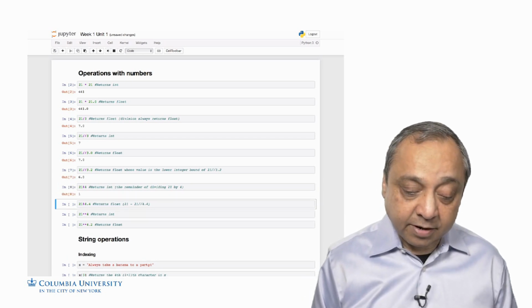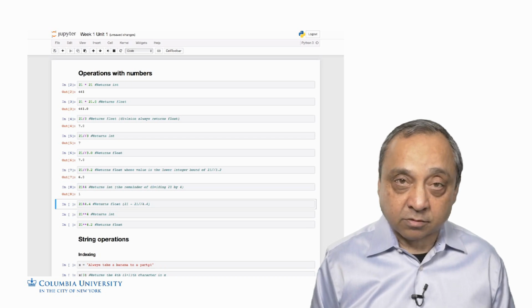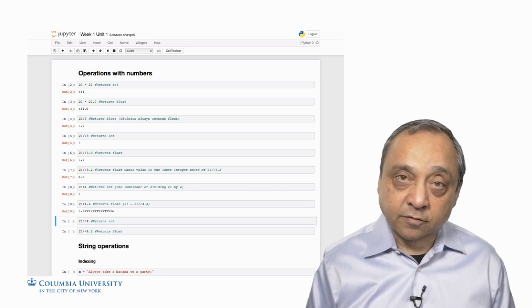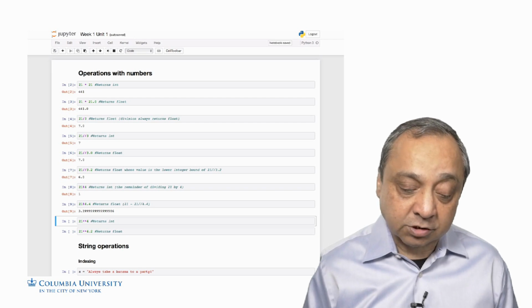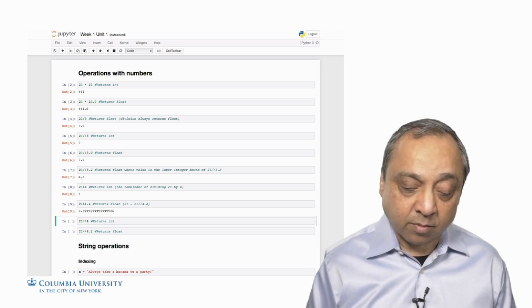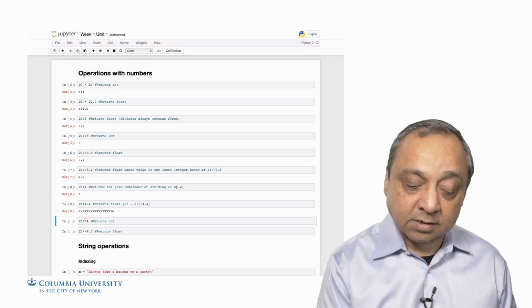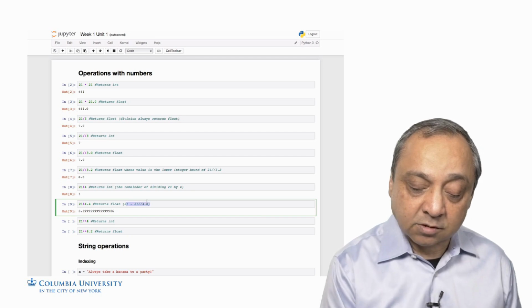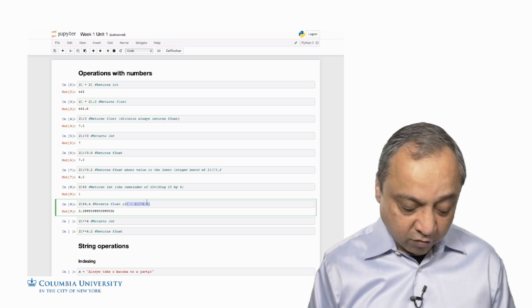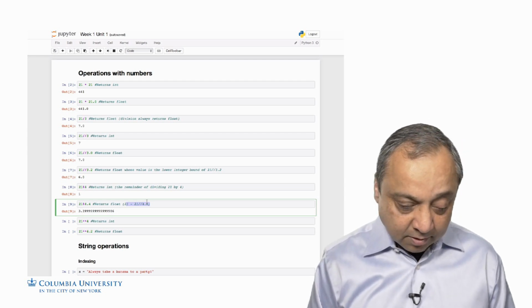Similarly, we can find remainders, and a remainder, if you have both integers, is also an integer. 21 divided by 4 gives a remainder of 1. If you find the remainder of 21 divided by 4.4, which is a floating point number, then what you really get is 21 minus 4.4 times the integer part of 21 / 4.4, which is 3.4. Try it and you'll see that.